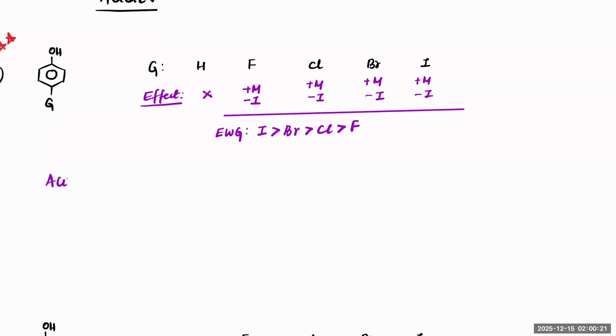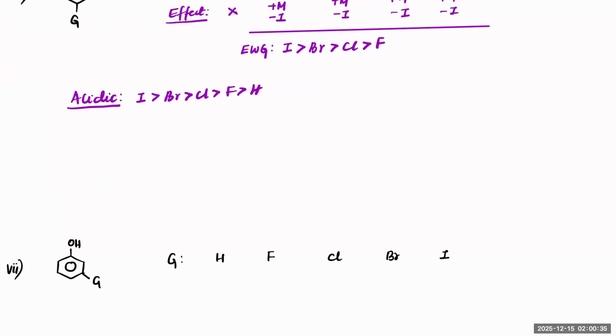That's why if you compare the acidic strength in this case, this is the order you will find: iodine, bromine, chlorine, fluorine, and last comes hydrogen. So this is the acidic strength. Everyone, make sure that you are aware of these terms.